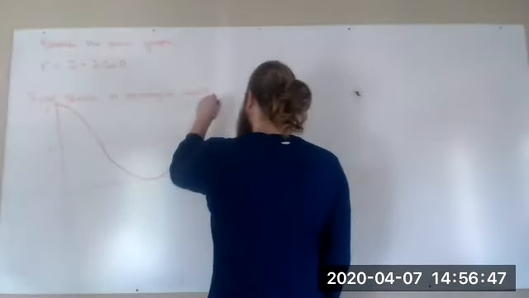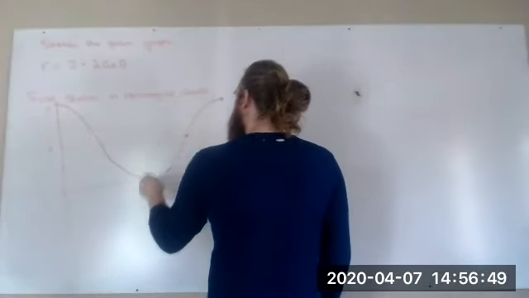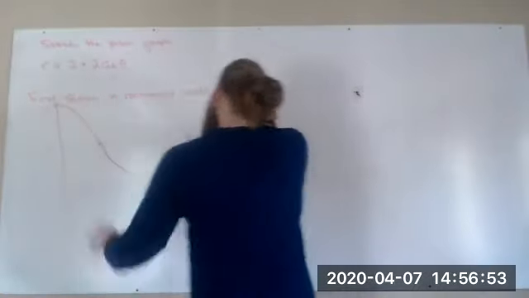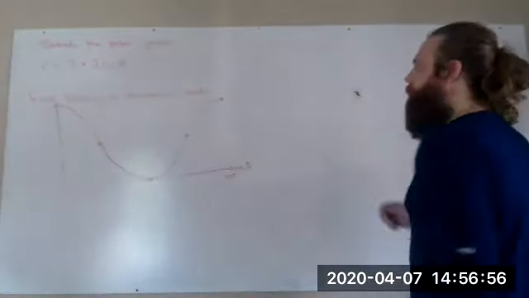So I'd want to know what is this point? What is this point? What is this point? What is this point, and what is this point? And then I'll transfer the graph over all at once into the polar setting.